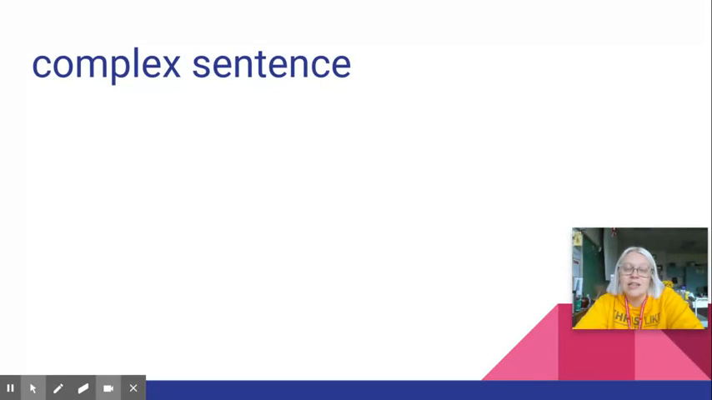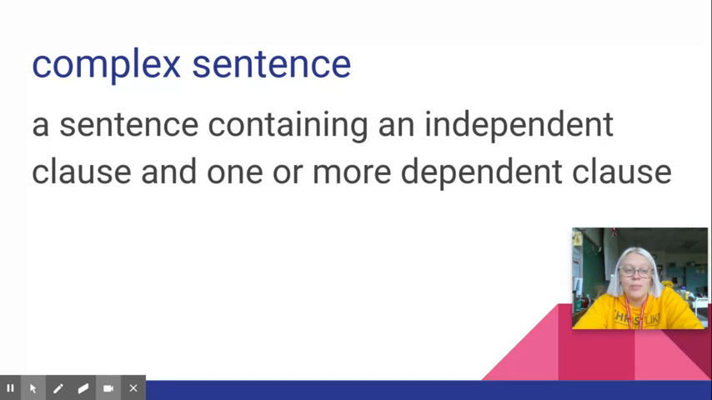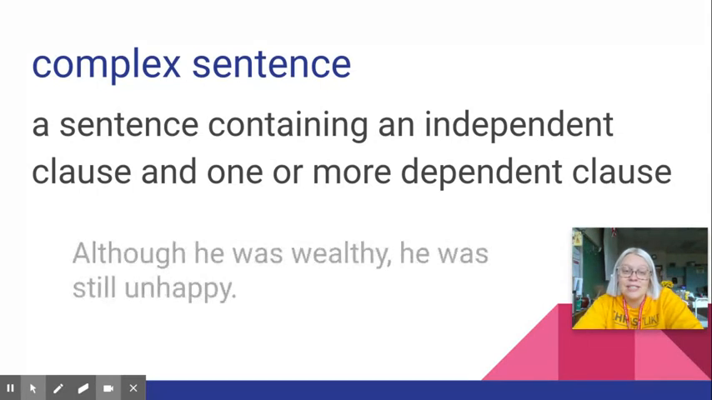Your next word is complex sentence. Now remember, we have two different types of sentences on our list this week. So a complex sentence is a sentence containing an independent clause and one or more dependent clauses. So the sentence that I have here for an example is, although he was wealthy, he was still unhappy.